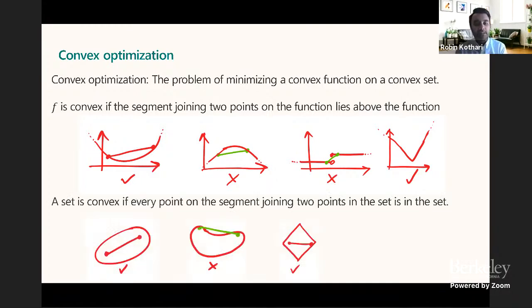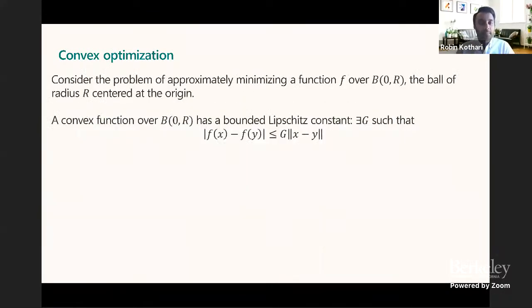And a convex set is a set where if you take a line segment in the set, then every point on the line segment is also in the set. Okay, and in this problem, I'm going to choose a very simple convex set. So I'm just going to choose the ball of radius r around the origin. It's probably like the simplest set you can think of that's convex. And we're just going to try to minimize a function f over this ball.